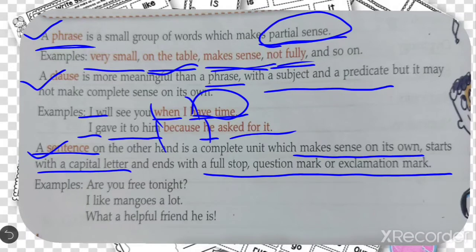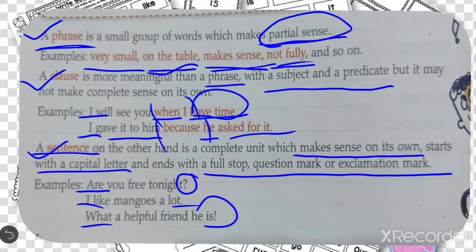Are you free tonight? Now look at here. It starts with the capital letter A. It's a question sentence, so at last there is a question mark. I like mangoes a lot. Simple sentence. Start with the capital letter, at the end a full stop. What a helpful friend he is. Start with W, capital. Exclamation sentence, the last is an exclamation mark.